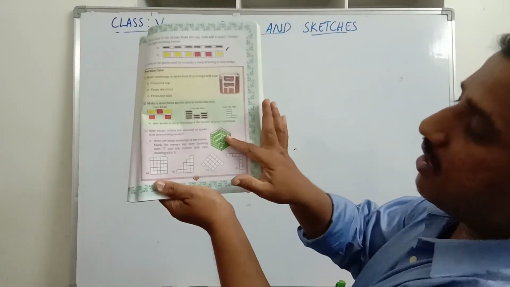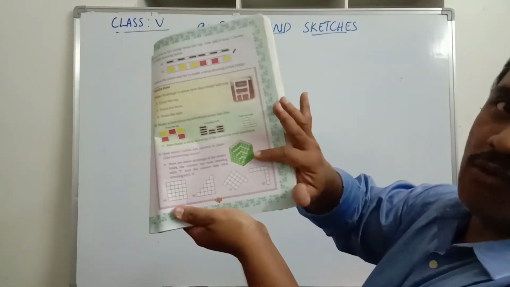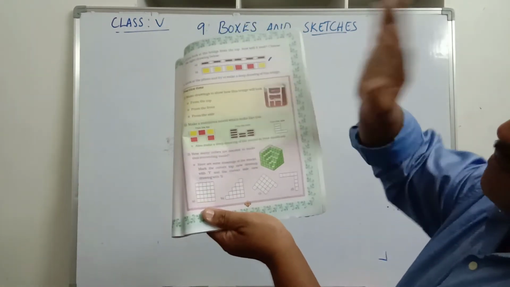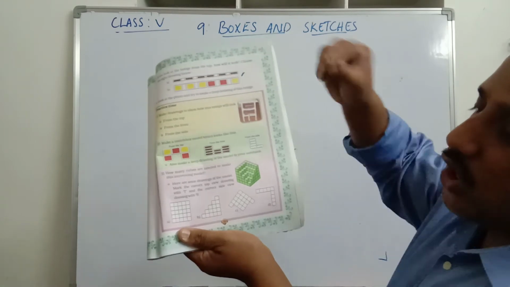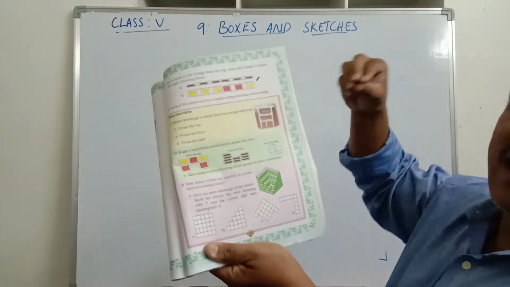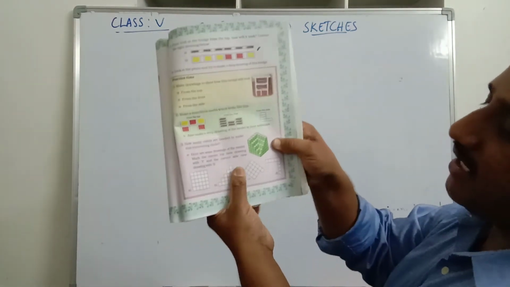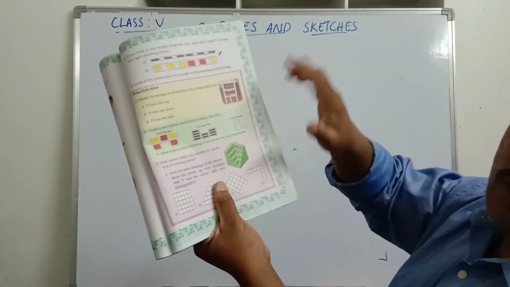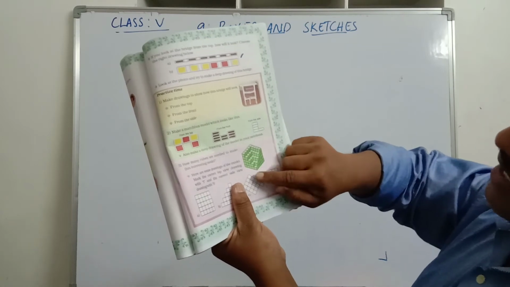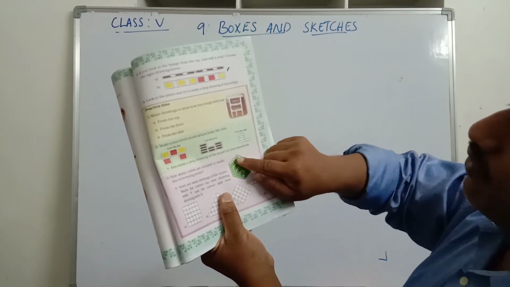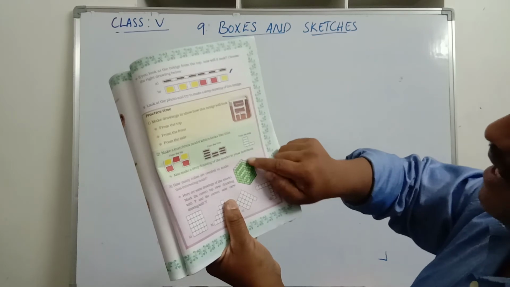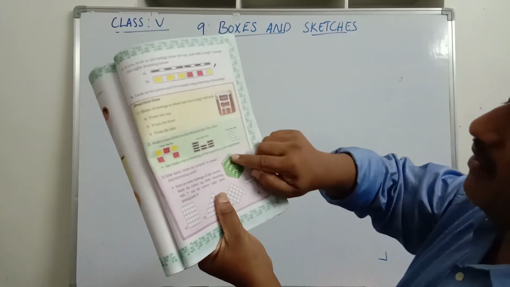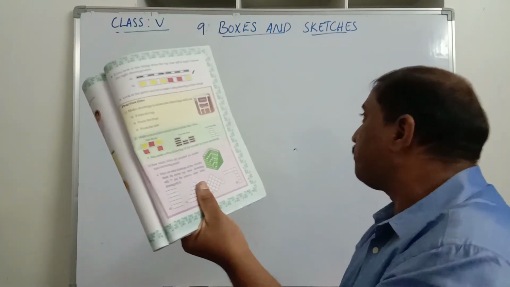How many cubes are needed to make this interesting model? One model is given in green color, and this model is made up of cubes. How many cubes are required to make this model? You see here we have 5 layers from bottom to top. See the first layer: 1, 2, 3, 4, 5, 6, 7, 8, 9. 9 cubes are there. The topmost layer, how many are there? 9 cubes are there in the topmost layer.